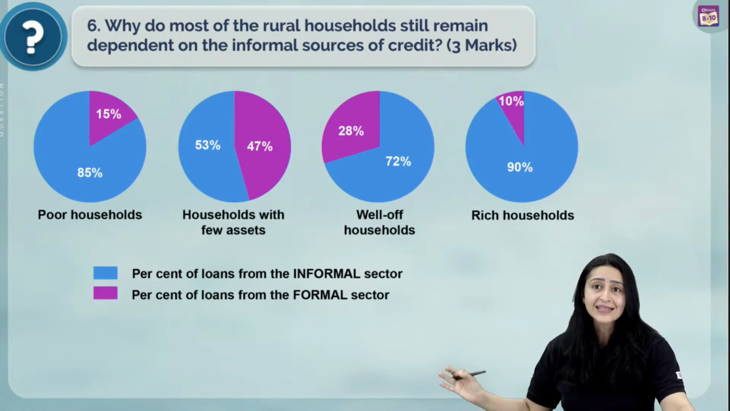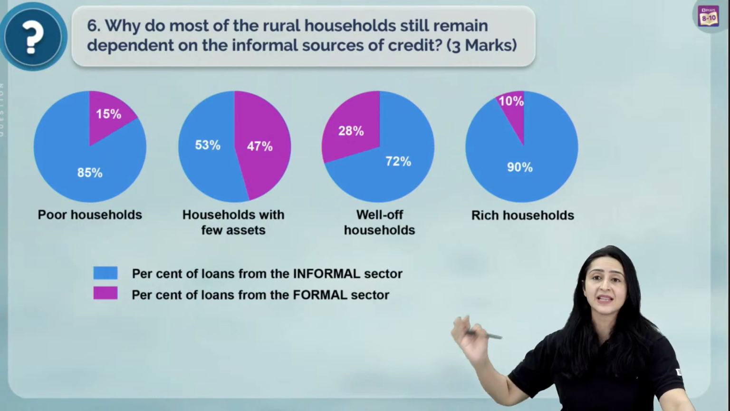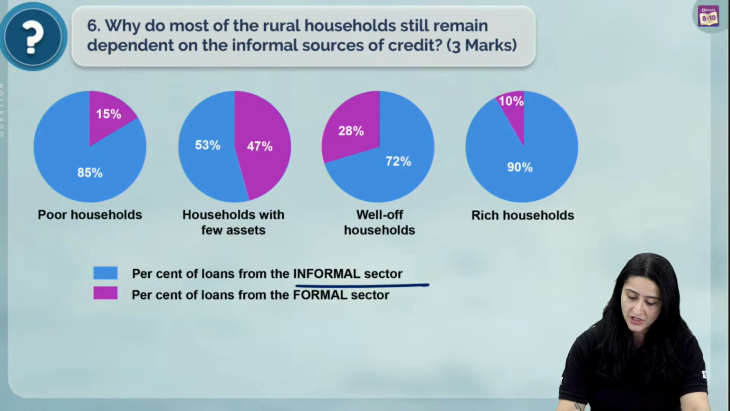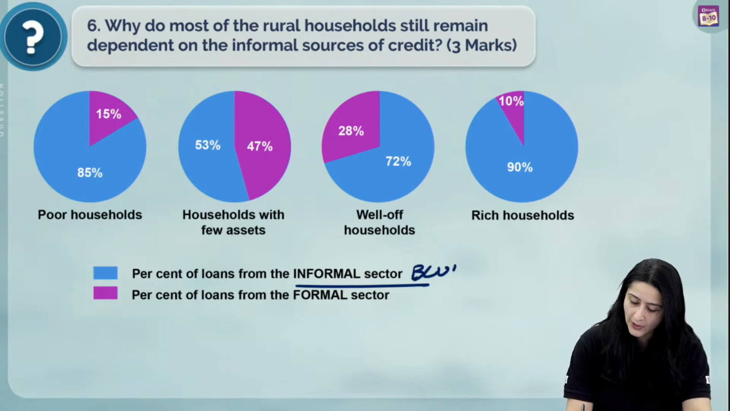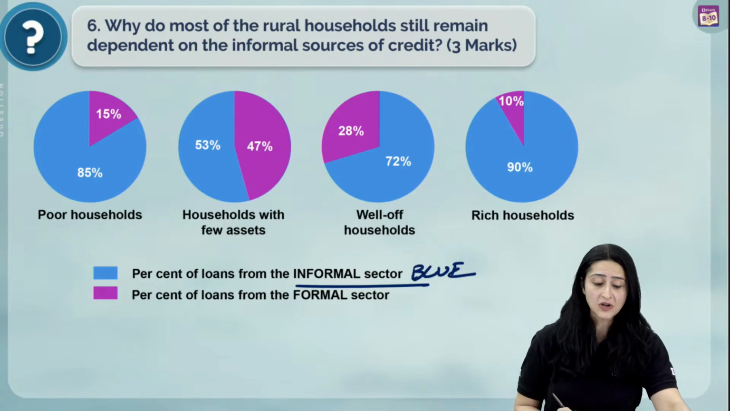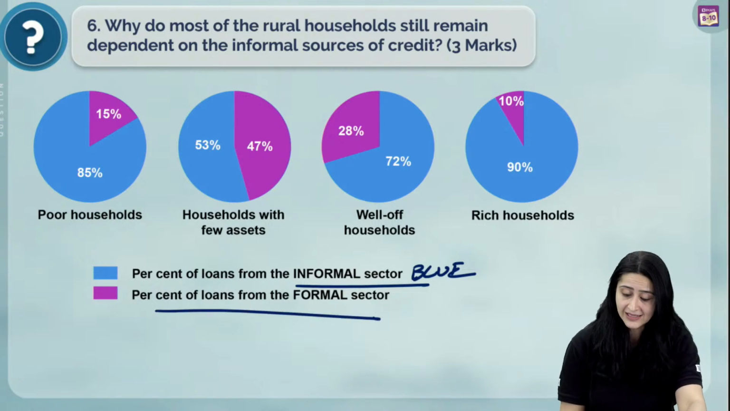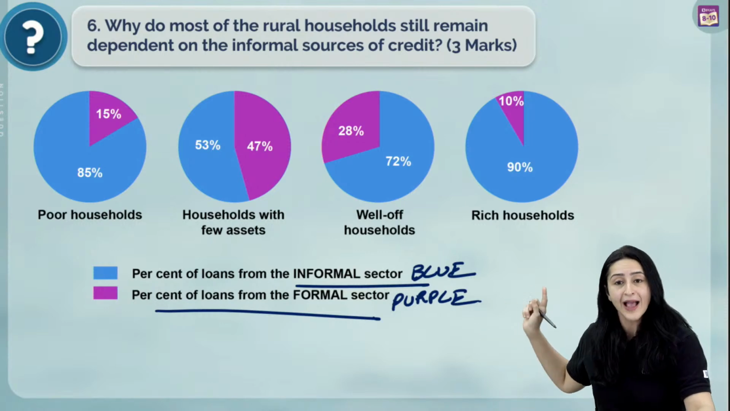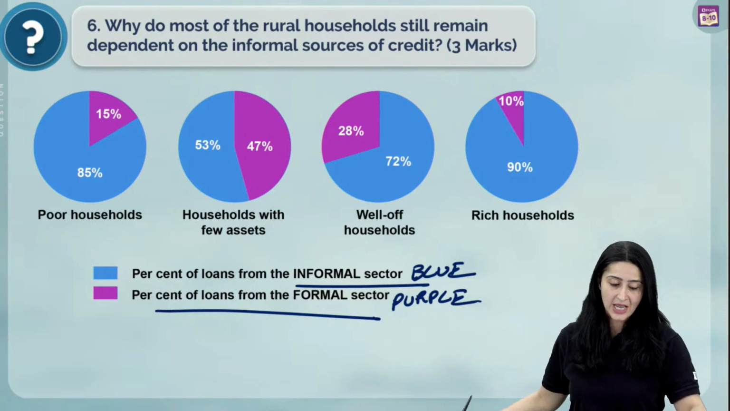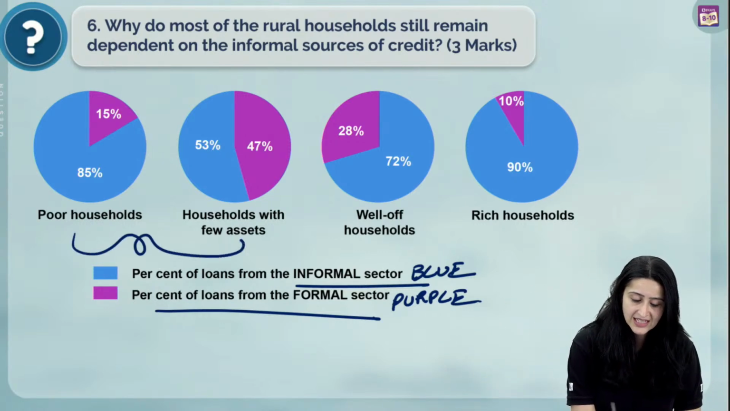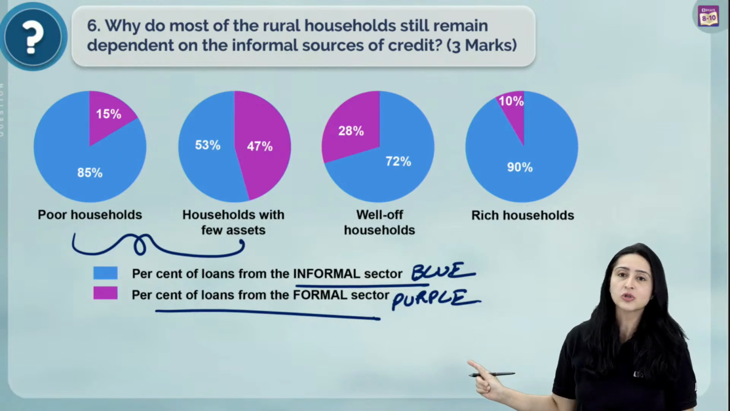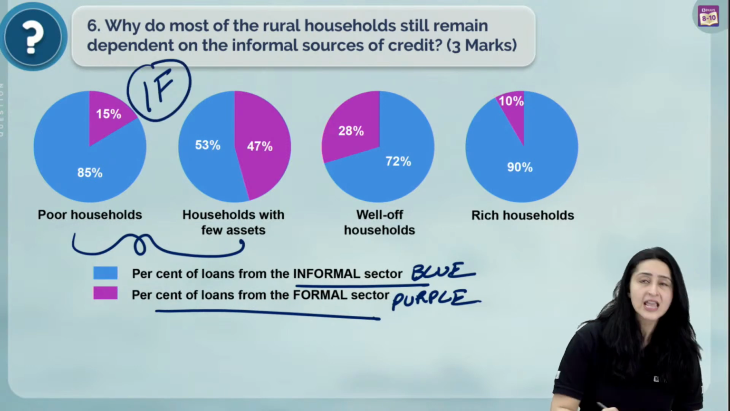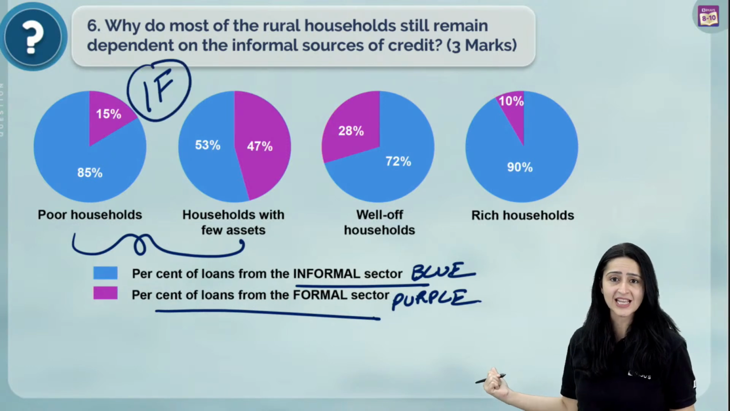This graph basically explains the percentage of people that are relying on the informal sector, which is shown in blue, and the percentage of people who are taking loans from the formal sector, which is shown in purple. Now, if you understand what the graph is saying, the poor households and the households with few assets are still relying on the informal sector, as you can see in the graph.